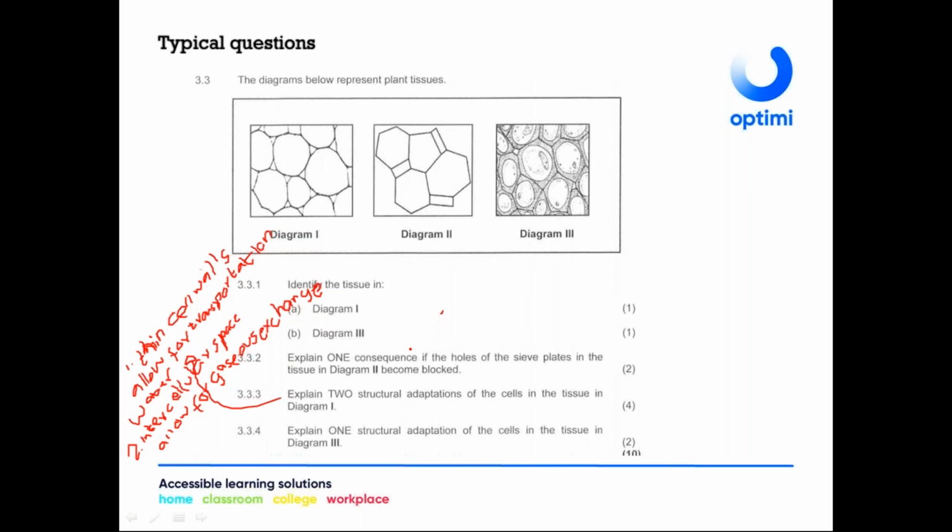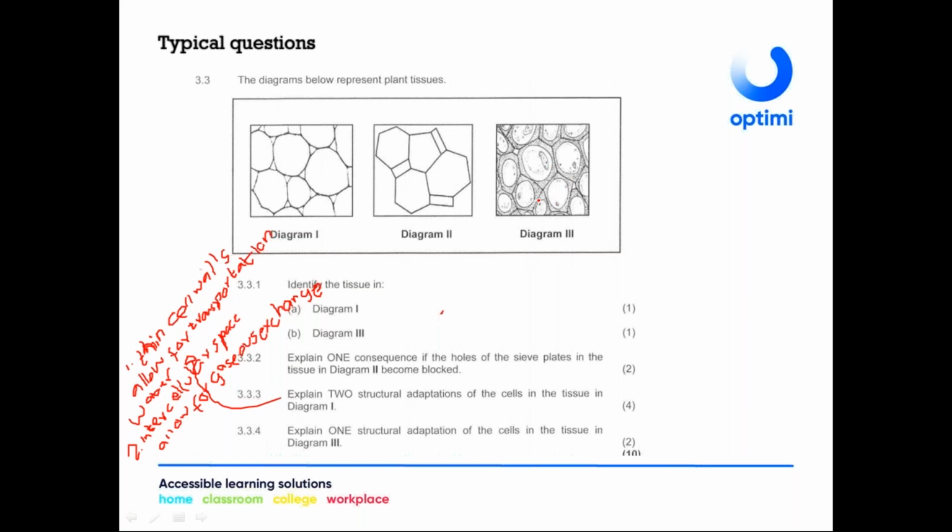Explain one structural adaptation of the cells in the tissue in diagram 3. A structural adaptation in this tissue. Remember, this one has thick cell walls, and it's tightly packed with no intercellular spaces in between.